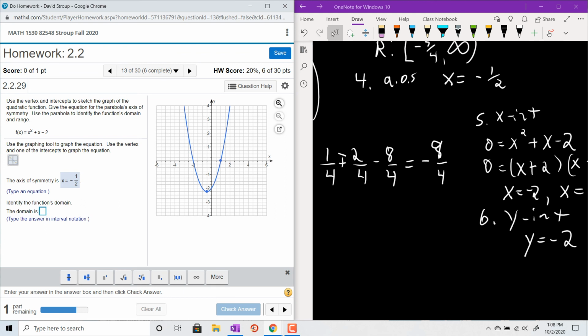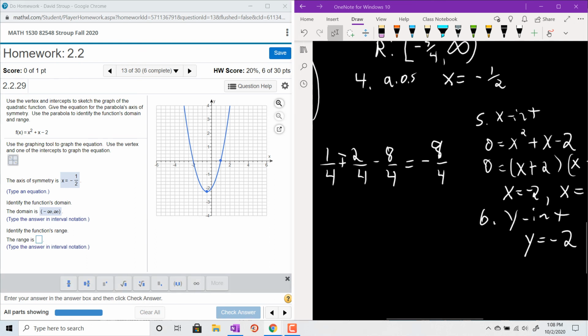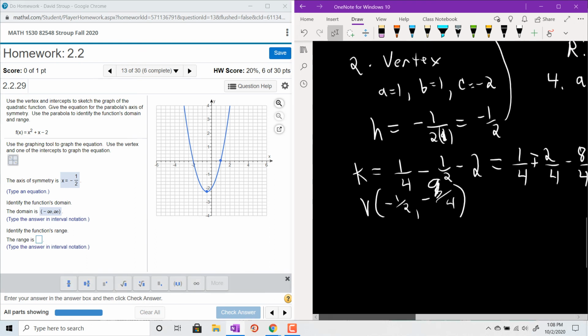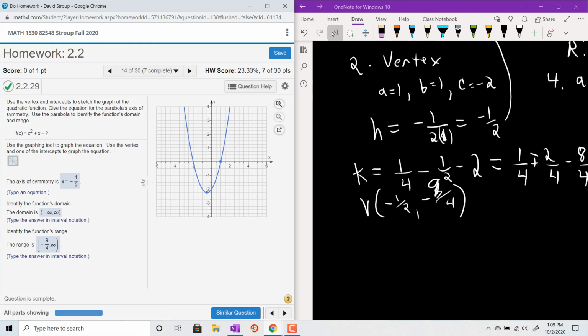The domain is always the same, so it's always negative infinity to infinity. And then the range is based off the intercept, so just be careful. We got negative 9 fourths to infinity. Oops, I need a bracket there. Negative 9 fourths to infinity. And what else? Oh, that's it.